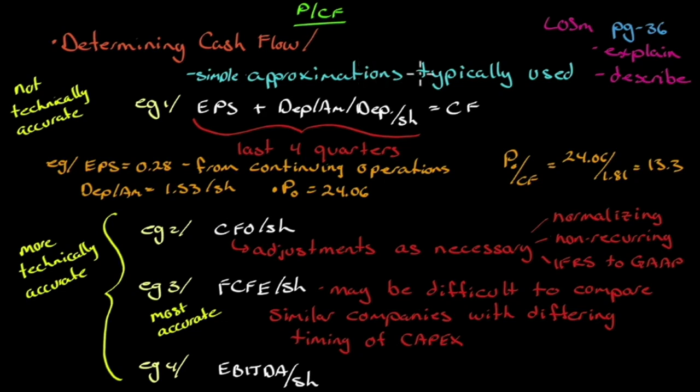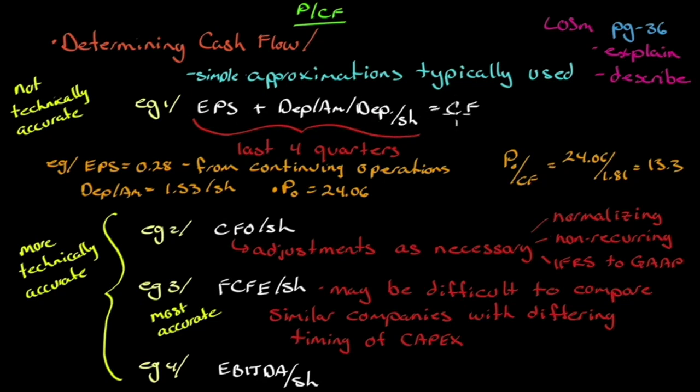It's really simple. Example number 1, and I make a point on the side here. This is not technically correct as a definition of cash flow, but for this ratio, this is a very well accepted definition of cash flow. Scratch your head all you want. It is what it is. It is earnings per share plus, we simply just add back depreciation, amortization, or depletion per share. And we call that cash flow.